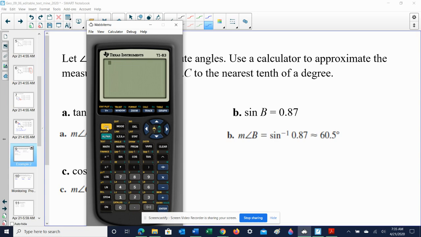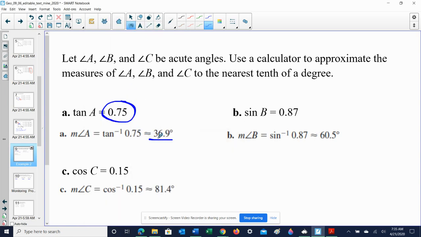Clear. Second tangent 0.75. Enter. 36.9 degrees. Same thing here.